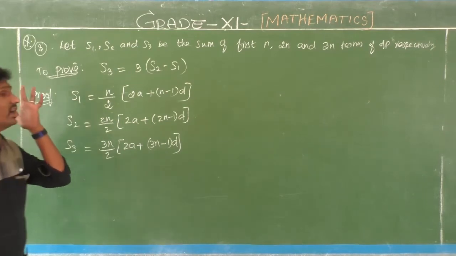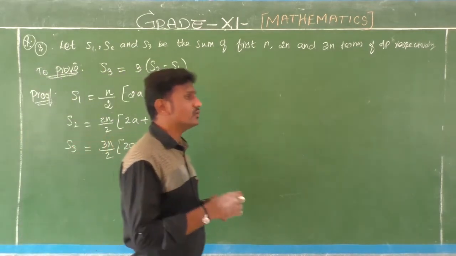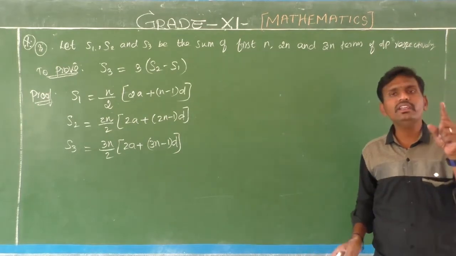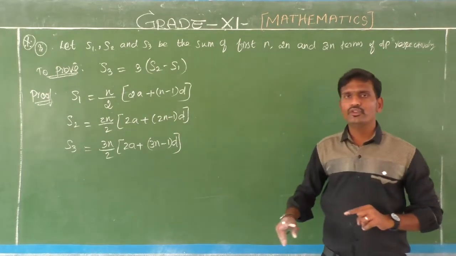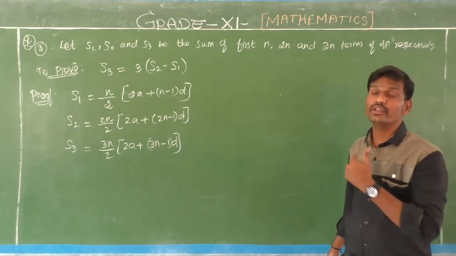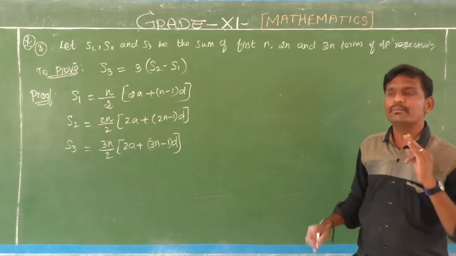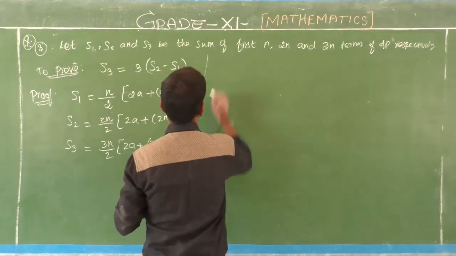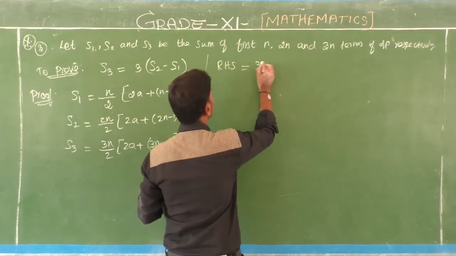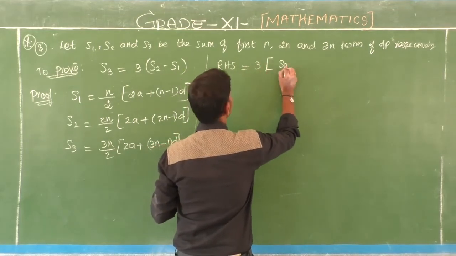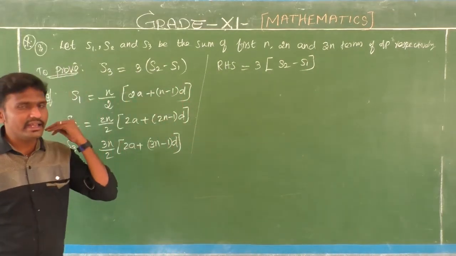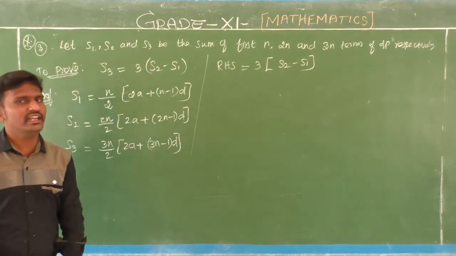So we have taken S1, S2 and S3. Now we want to go from left side to right side or right side to left side. Look at the proving: on the left side you have only one term, that is S3. If we take the left side, we can't do it easily. So I am telling you to take the right side. What is on your right side? 3 into S2 minus S1. So take the right side and prove the left side.